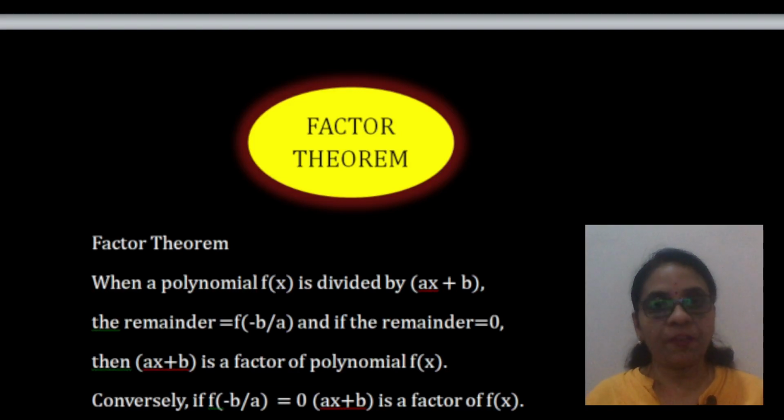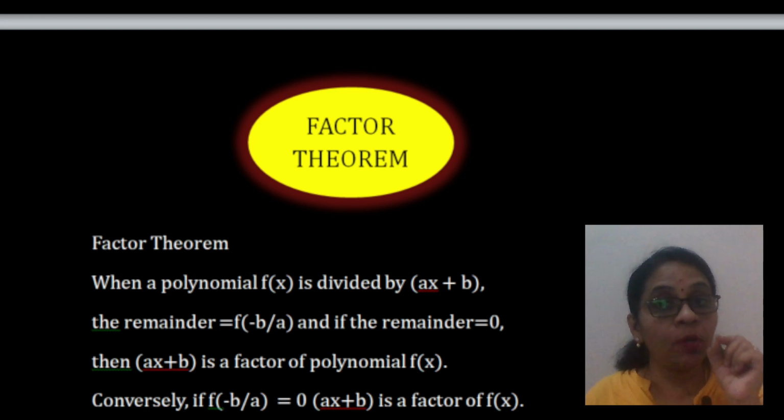So let's see factor theorem. Now, what is factor theorem? Children, there is a very close relation between remainder theorem and factor theorem. You all know what is a factor. Just use that little common sense: what happens when you divide a number by its factor is all about the factor theorem.